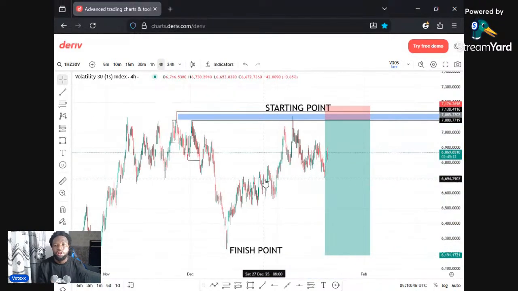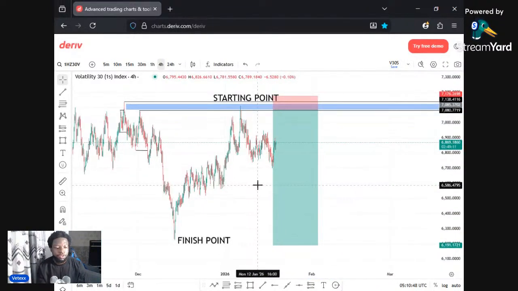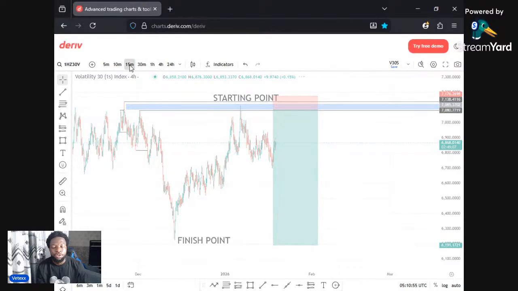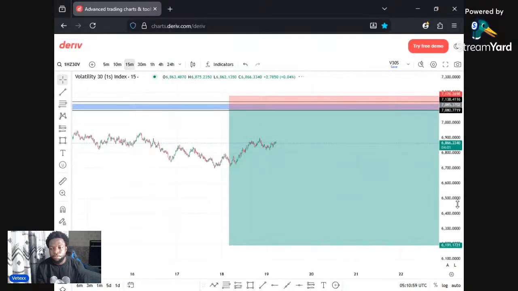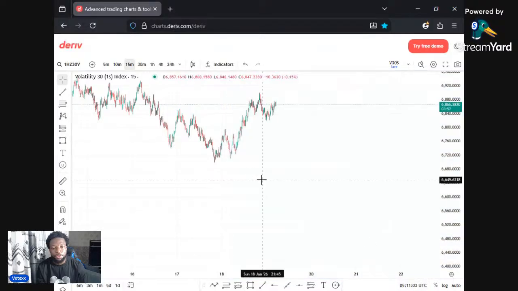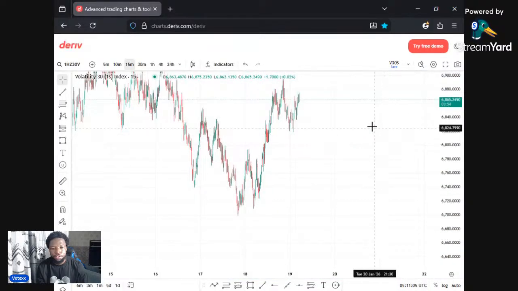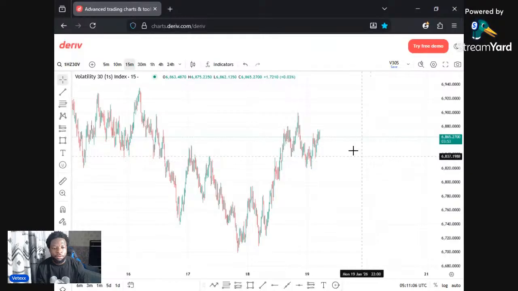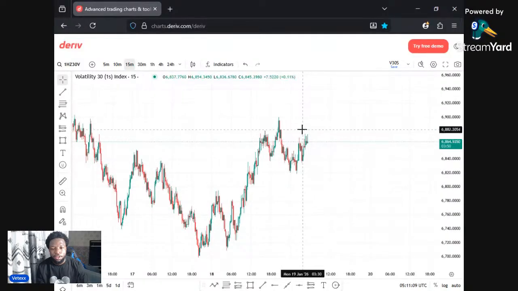Okay, so once price taps into this zone on the 4-hour time frame, what is the next thing for you to do? The next thing for you to do now is to switch to the 50 minutes time frame. Then you start looking for your continuation setup. The same type of pattern you look out for on the higher time frame is what you start looking out for on the 50 minutes time frame.